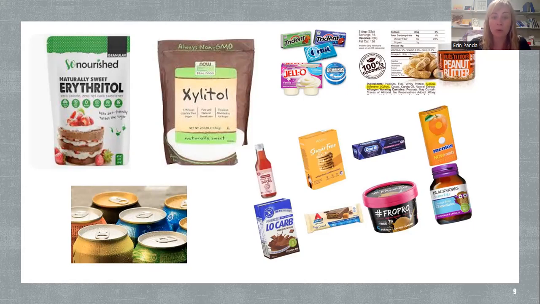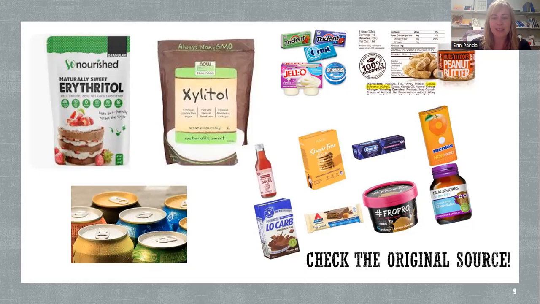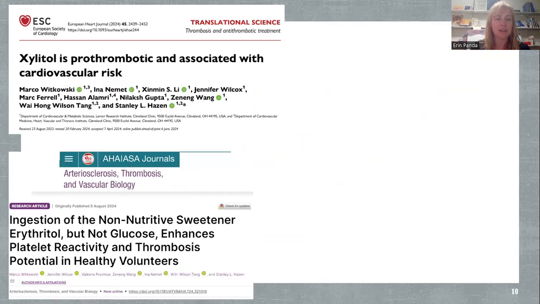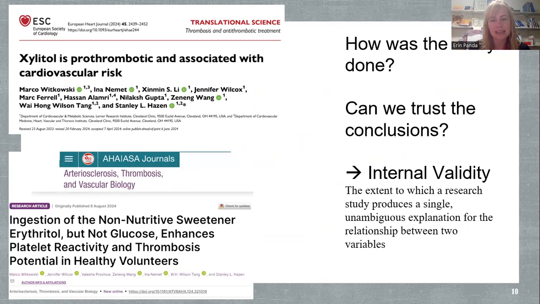Now, before we go and freak out, the first thing we need to do is check the original source. We want to make sure that the Toronto Star is accurately reporting the results of those research studies. Luckily, they give us the links, so it's easy to find, and we can read these studies for ourselves. In reading these studies, we want to now ask ourselves an important question. How was the study done? In particular, what was the research strategy or research design that was done? And can we trust that the conclusions follow logically from what was done?